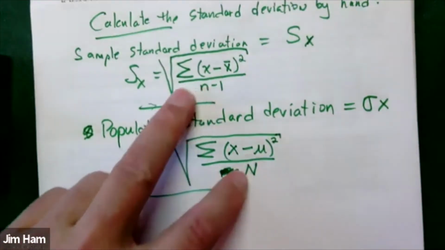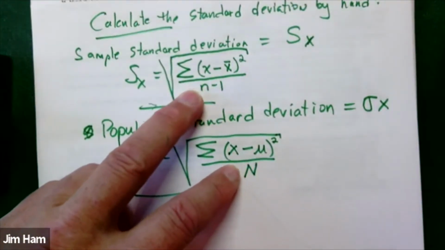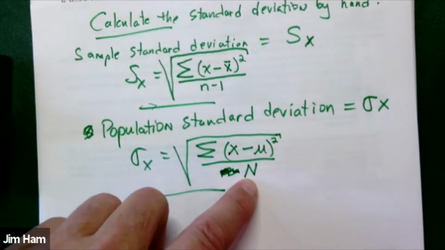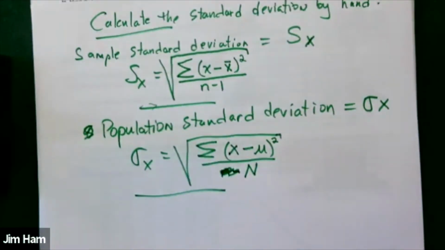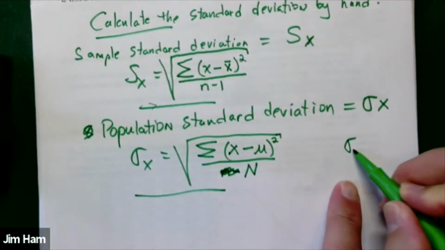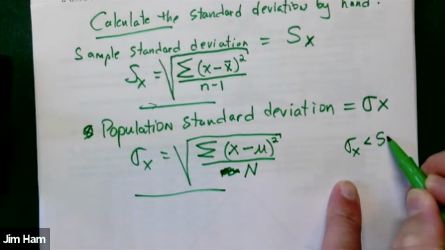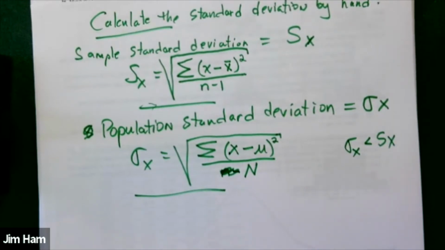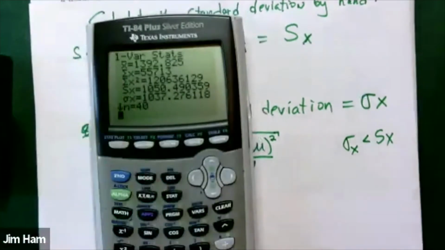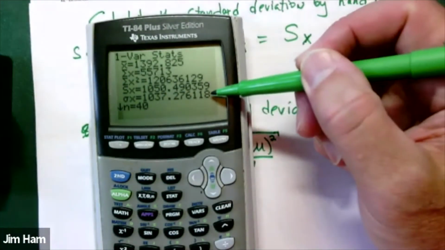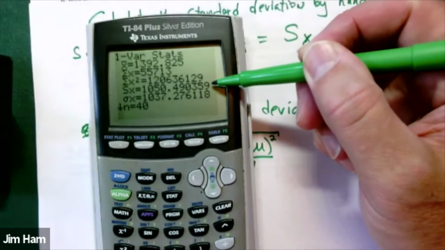Since the n's in our problems will be the same, when we divide by a larger number, the whole fraction will be smaller. So you're always going to find that sigma sub x is going to be a little bit smaller than s sub x. The population standard deviation will always be slightly smaller than the sample standard deviation. And you can see it here in our one example. You can see that this number is a little bit smaller than Sx.